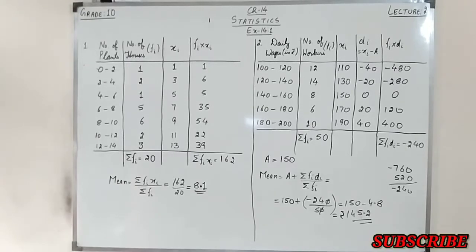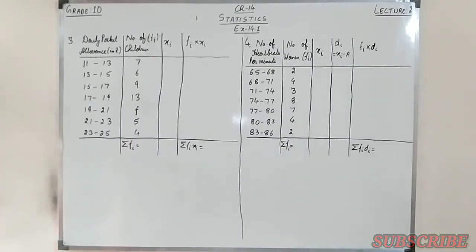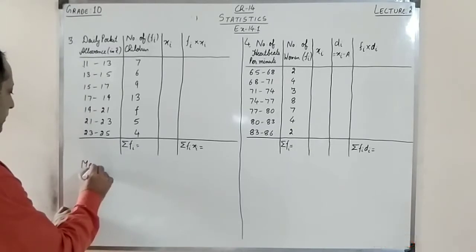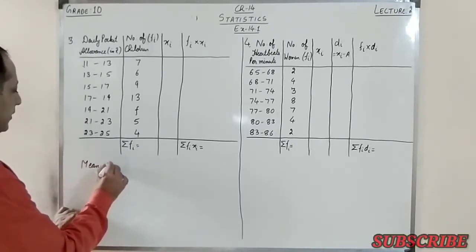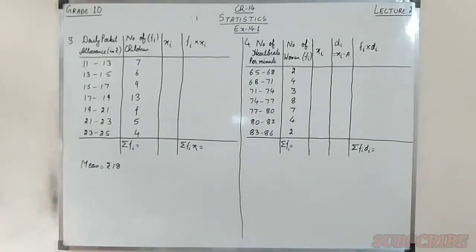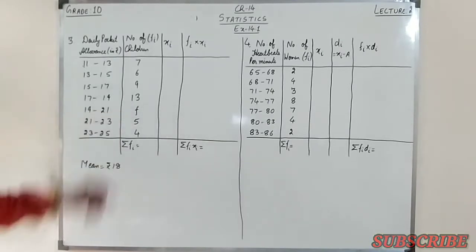Let's go to the next question now. Question number 3. It's given, the following distribution shows the daily pocket allowance of children of a locality. The mean pocket allowance is rupees 18. If you see the frequency column, the number of children, one of the frequencies is not given.